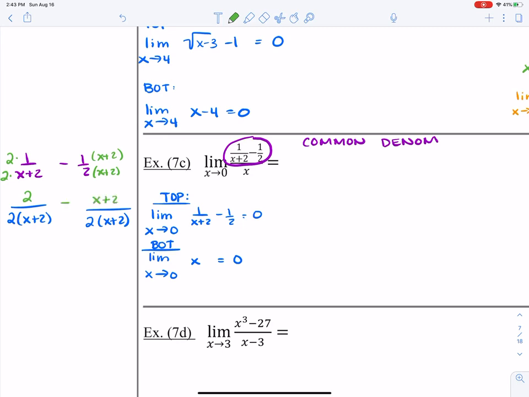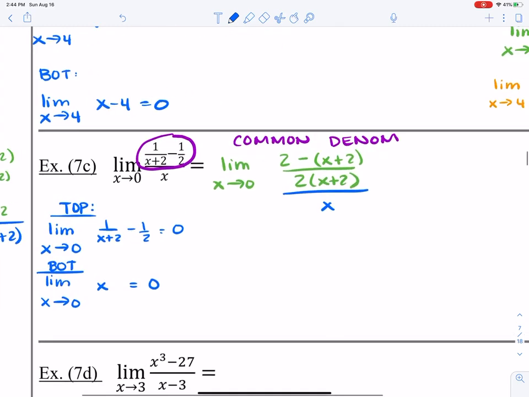So going over here, we have the limit as x approaches 0 of (2 minus x plus 2) over (2x plus 2). Now what you can't forget is that there's still this over x over here. Okay, so you got to be really, really, really good with figuring out this common denominator and keeping all the pieces with your algebra correct.